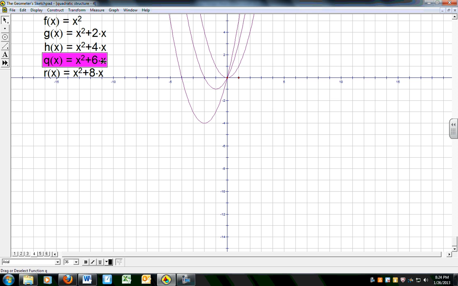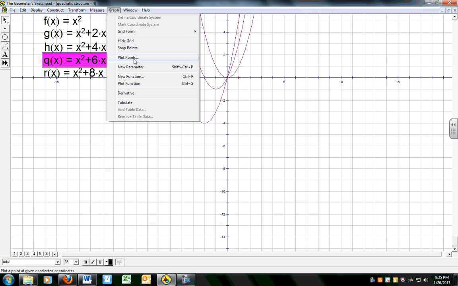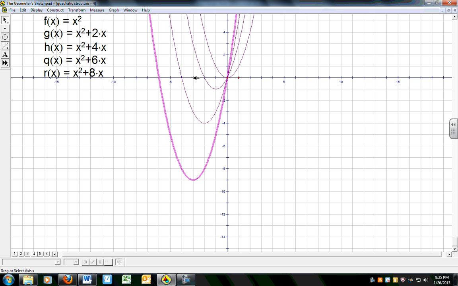Weird. Okay. Well, let's plot this one. Plot the function. Well, it's 3 over, and it's 9 down. This is kind of going over, so it goes left, it seems like, and it goes down. Well, it goes left. When it was 2x, it went left 1. When it was 4x, it went left 2. And when it was 6x, it went left 3. So when it's 8x, I bet it's going to go left 4. Okay, so let's find out about that.